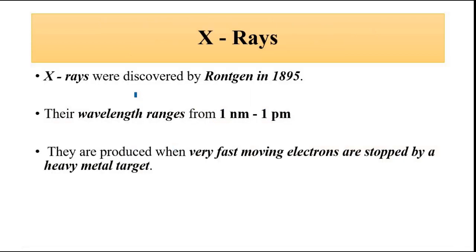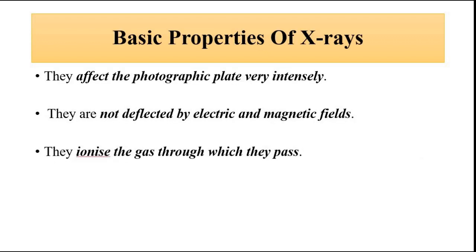So X-rays were discovered by Wilhelm Röntgen in 1895, and their wavelength ranges from 1 nanometer to 1 picometer, and they are produced by very fast moving electrons which are stopped by a heavy metal target. This we have also covered in the engineering chemistry section. But okay, this is the basic thing. They are produced by very fast traveling electrons which are suddenly obstructed by a heavy metal obstacle or target. So the basic properties of X-rays, you will find the same thing.